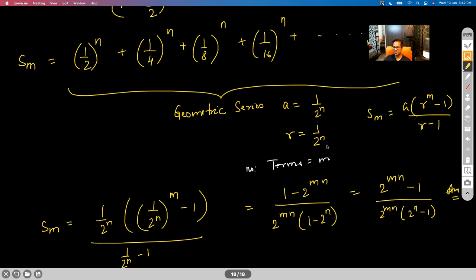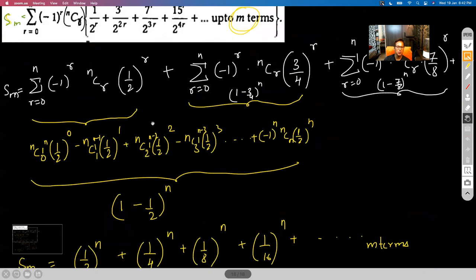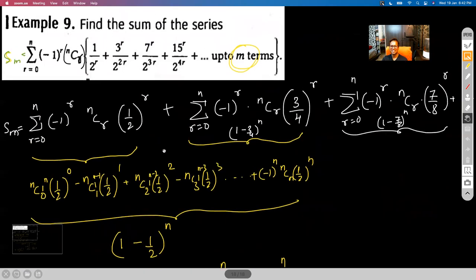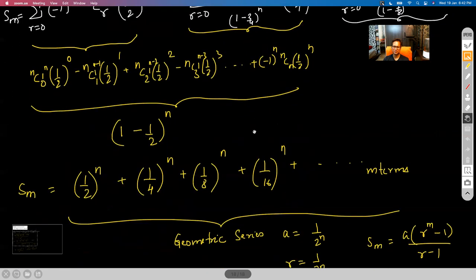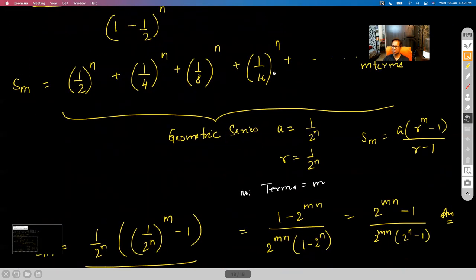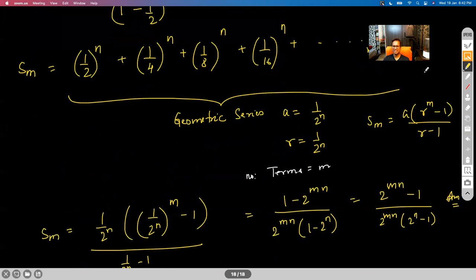Okay. So it was all about identification, whether you are able to identify that each of these terms is actually a binomial expansion in itself. So you are actually summing up binomial expansions, right? Each of these terms was actually a binomial expression in itself, and you're finding the sum of those binomial expressions. Very good question. Okay. All right.